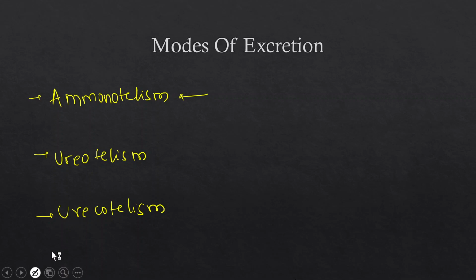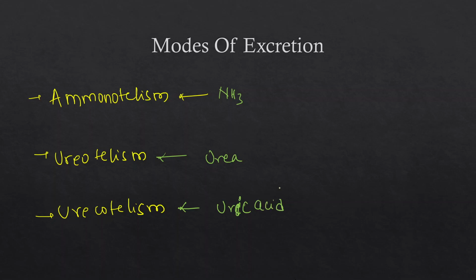Ammonotelism: the phenomenon of excretion of ammonia is called ammonotelism, the phenomenon of excretion of urea is called ureotelism, and the phenomenon of excretion of uric acid is called uricotelism. These are the three modes of excretion that we have.